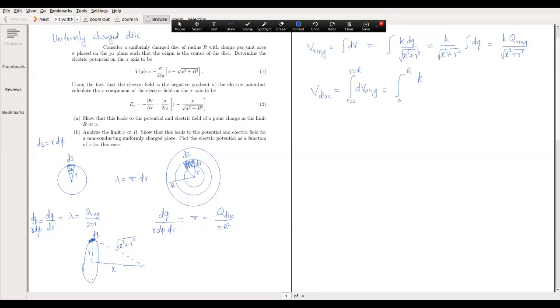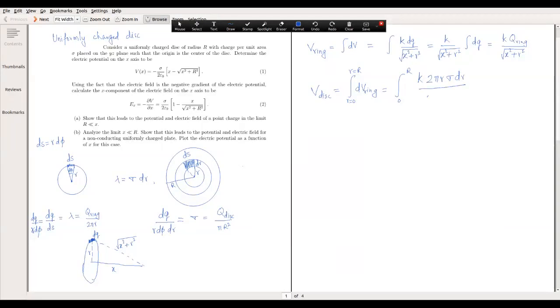is lambda times 2 pi r, but lambda itself is sigma times dr. So it is 2 pi r times sigma times dr. Here we have used the fact that Q ring is lambda times 2 pi r, and lambda itself is sigma times dr. So that's the total charge on the tiny element. This is the element that forms a structure contributing to the disk, divided by the distance.